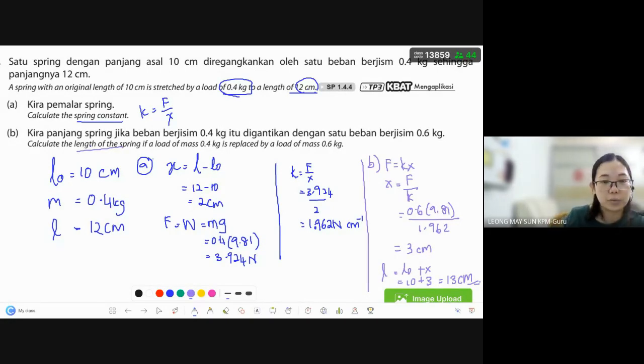All right, so that is the actual working. Those of you who do not know how to do it, please screenshot in 5, 4, 3, 2, 1. I'm going to start marking.